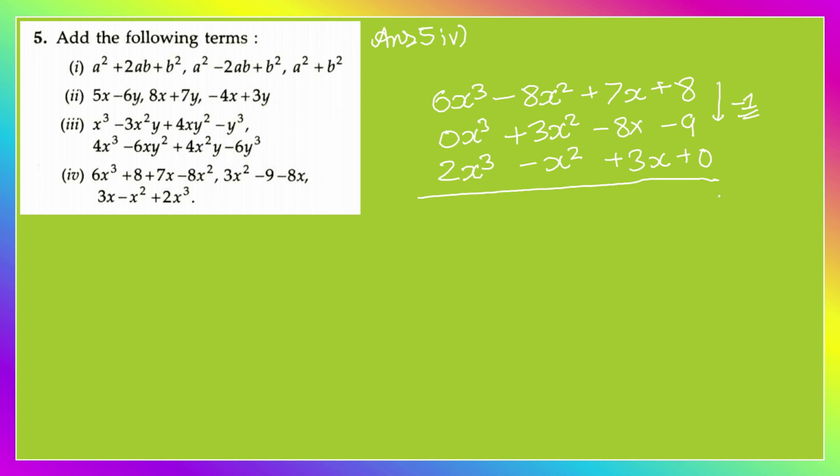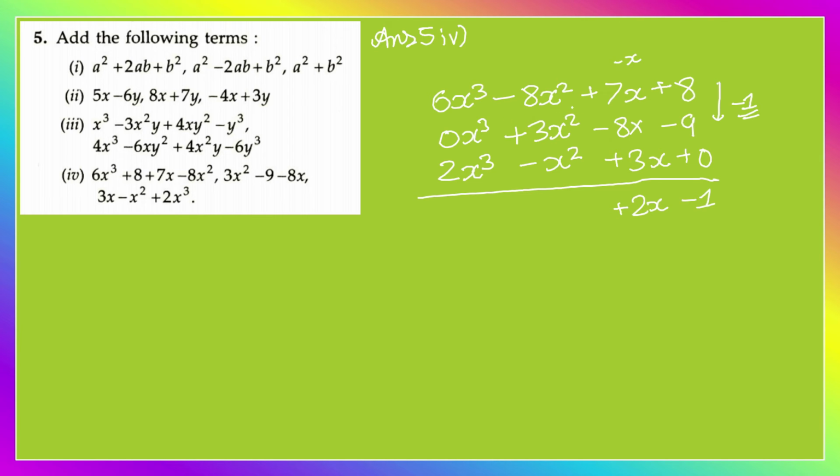And minus 1 plus 0 is minus 1 only. So we have minus 1. Plus 7x minus 8x becomes minus x. And minus x plus 3x will become plus 2x.